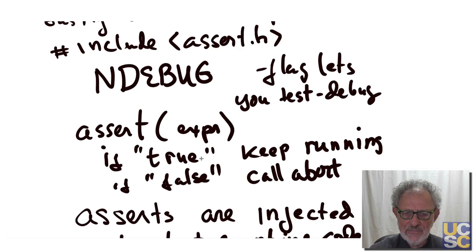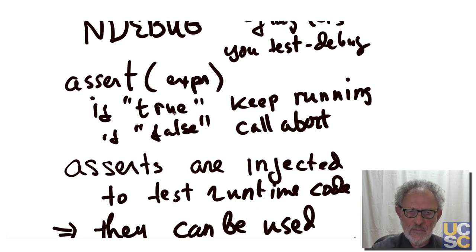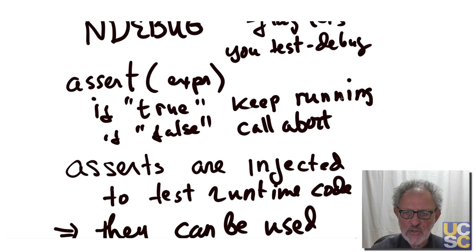And if whatever the expression is true, you keep running. That means this is what you expected at that point in the program. But if for some reason it's not what's expected, then it calls an abort, which issues an appropriate message. And we're going to see that in code in our next segment.